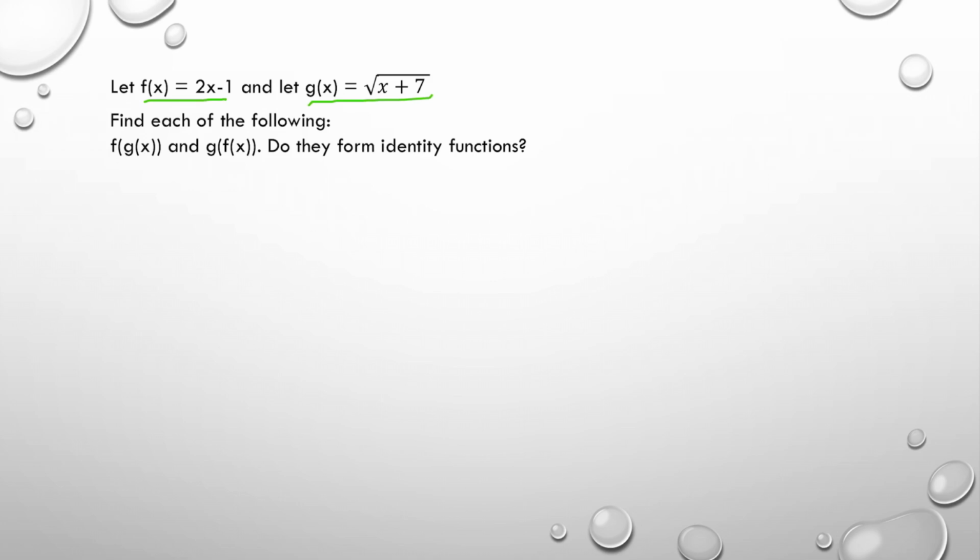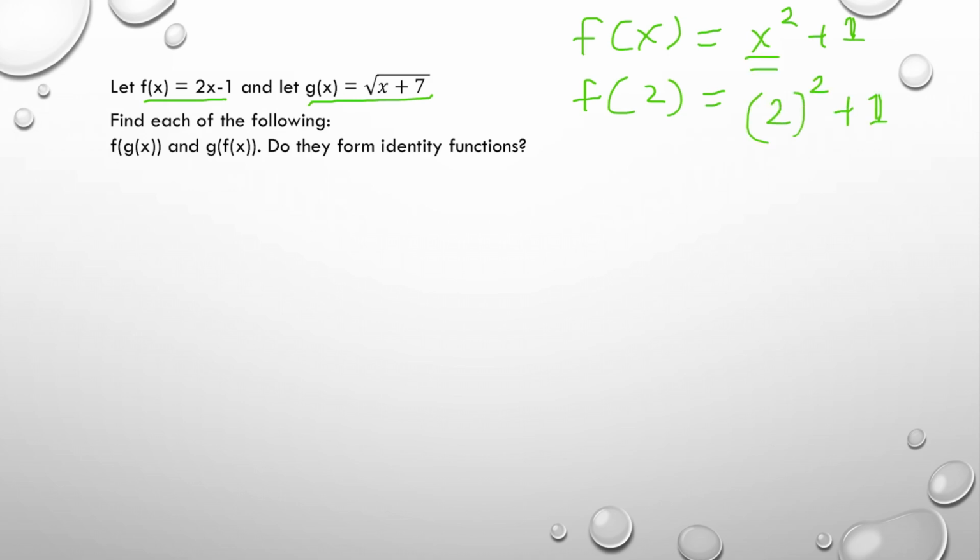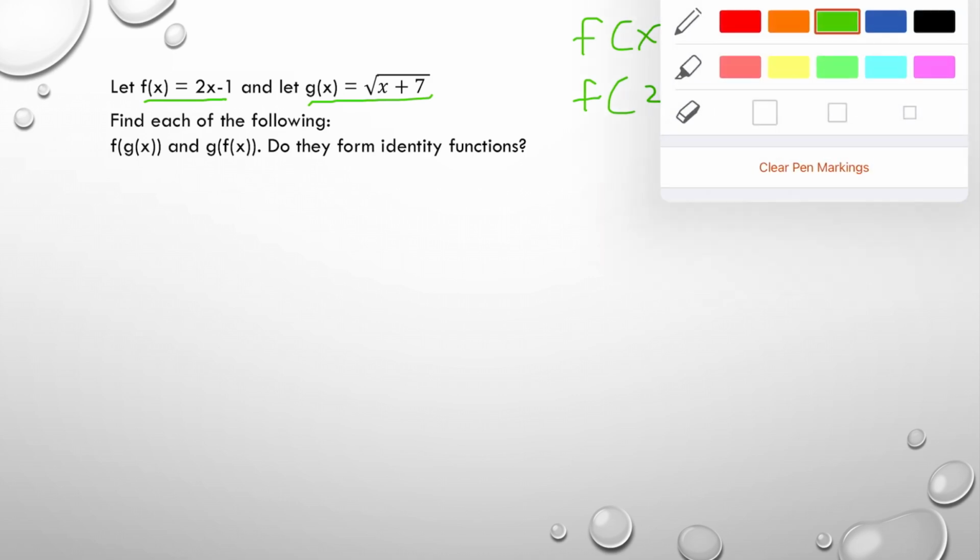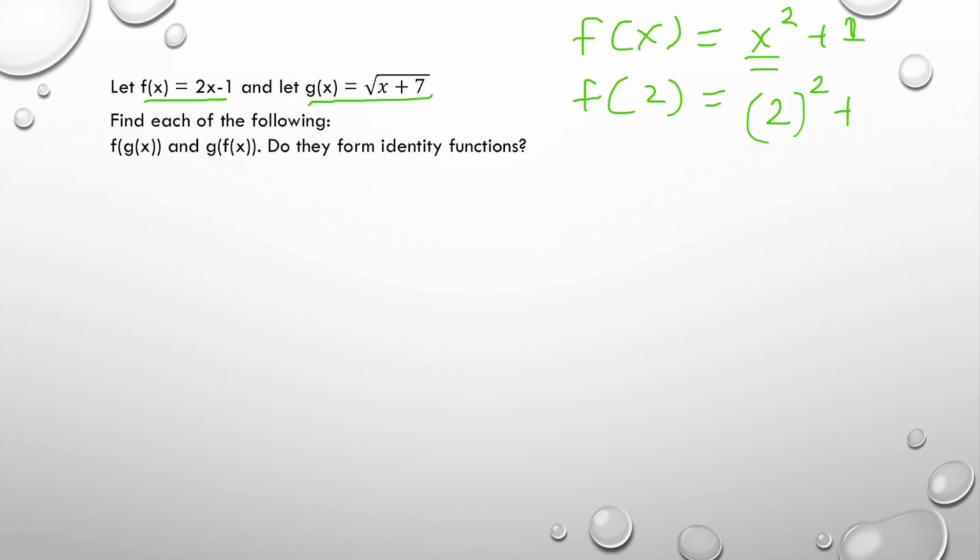Now, when I give you a function f of x, let's say it is equal to x squared plus 1, what do you do when I say f of 2? Wherever you see an x, you put a 2. So you have an x here, and you're going to put in a 2 instead of the x, squared, and add 1. Nothing happens to the 1. You get the answer as 5.